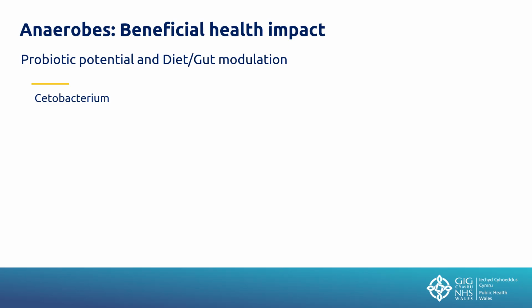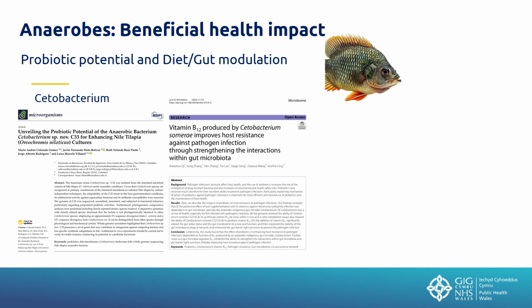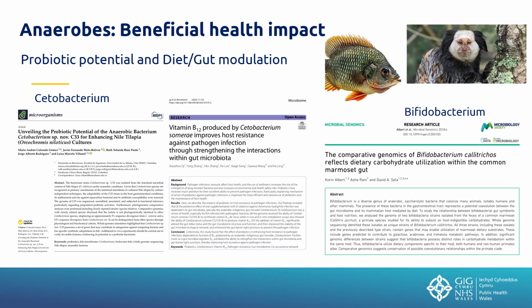The first is Cetobacterium, probiotic potential in Nile fish, and the second is in the marmoset monkey and its Bifidobacterium, which plays a critical role in carbohydrate metabolism, and these things again are being understood better because of whole genome sequencing of strains.